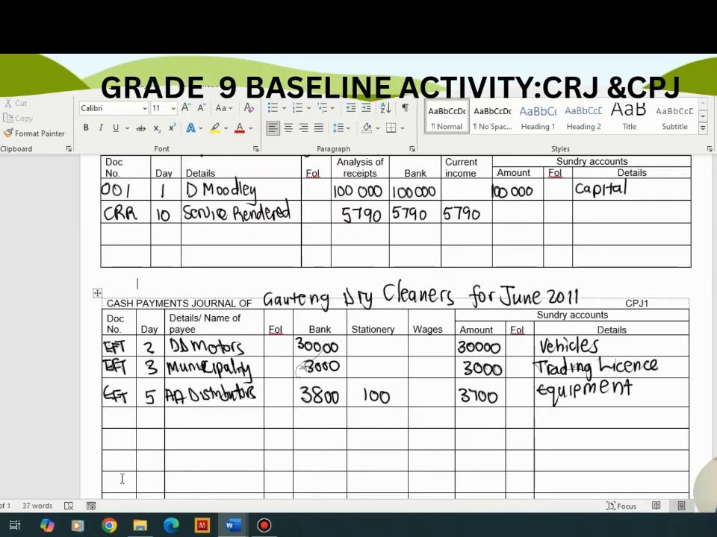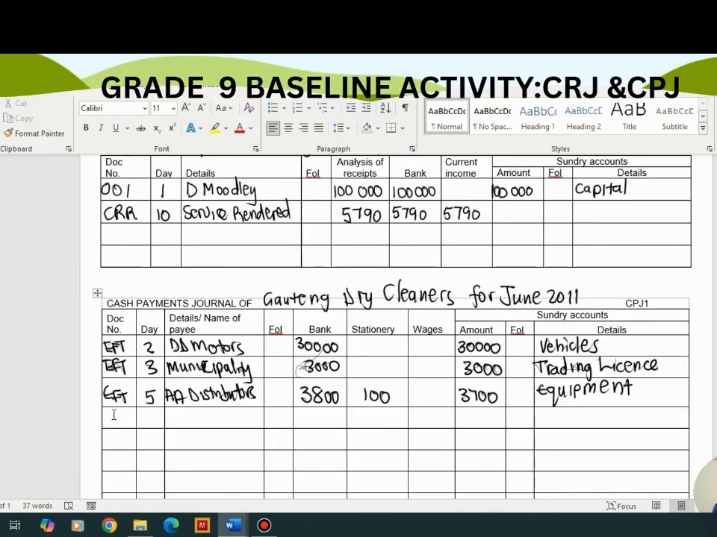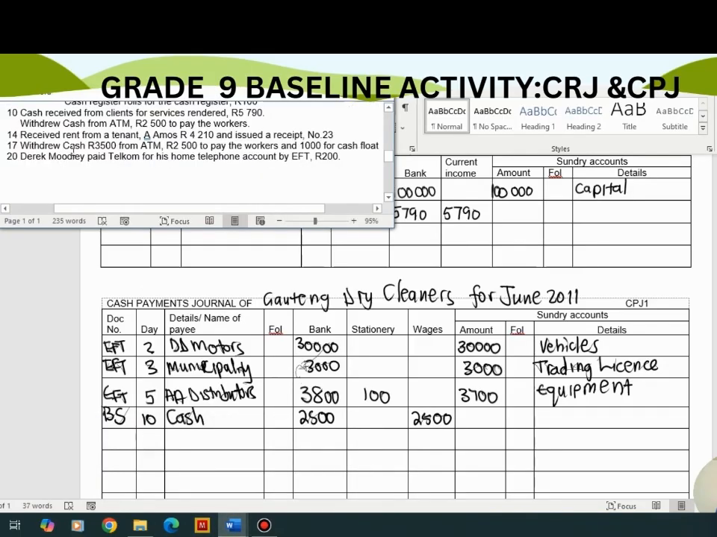Then on the same day, they paid how much? They withdrew cash from the ATM, 2,500 rands to pay wages. So go to the cash payment journal. When we draw cash, the source document is bank statement, abbreviated as BS. Name of payee for wages is cash. How much was withdrawn? 2,500. What was it for? It was for wages, 2,500.